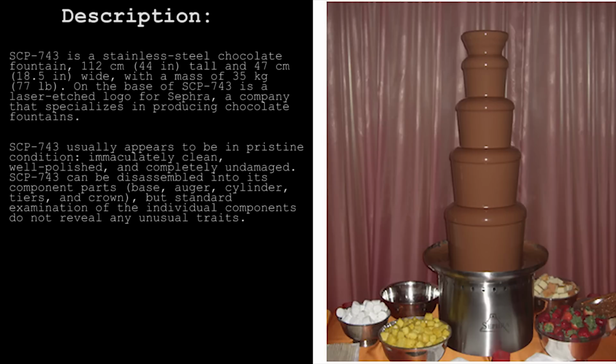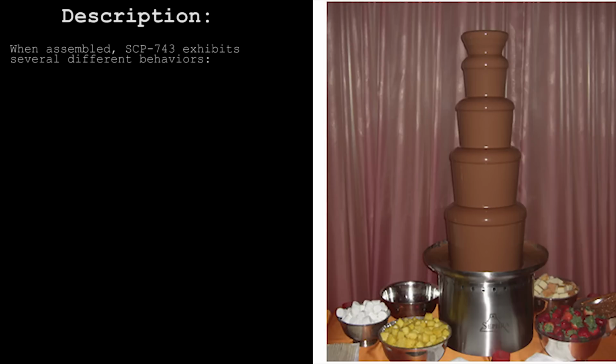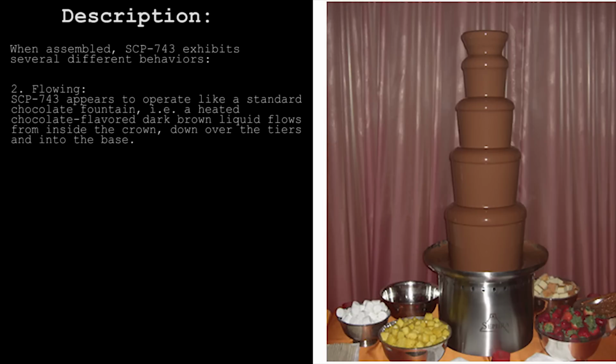SCP-743 can be disassembled into its component parts: base, auger, cylinder, tiers, and crown, but standard examination of the individual components does not reveal any unusual traits. When assembled, SCP-743 exhibits several different behaviors. 1. Resting. SCP-743 displays no apparent activity. 2. Flowing. SCP-743 appears to operate like a standard chocolate fountain, i.e., a heated chocolate-flavored dark brown liquid flows from inside the crown, down over the tiers, and into the base.